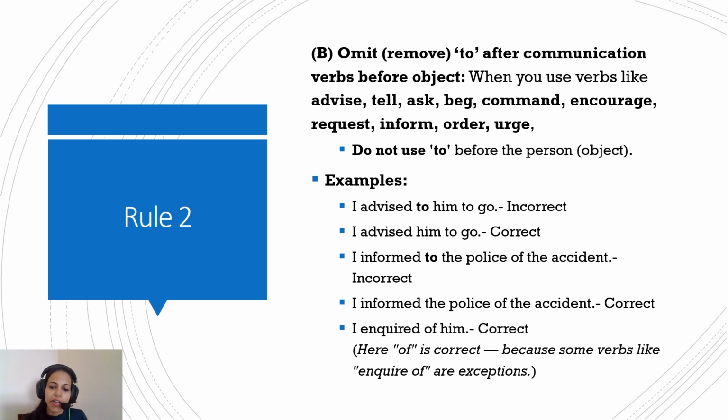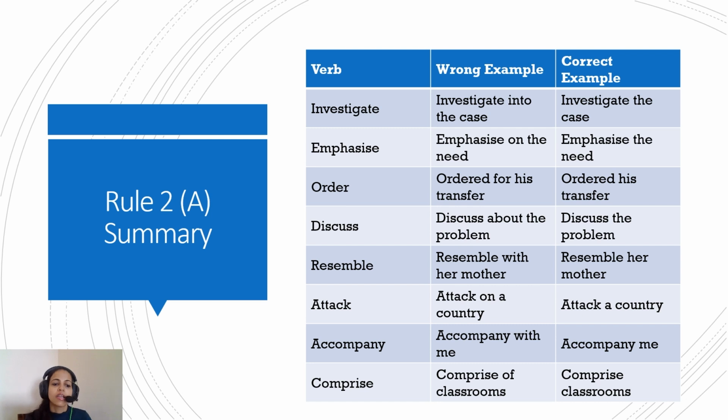Now, I inquired of him. Again, here of is correct because some verbs like inquire of are exceptions. Exceptions are always there, so by now I hope you've gotten used to them. I've created a summary of some of the words that you might come across in the exam. First, try to understand why this rule is the way it is. Then, even if you do not remember them at first, you'll be able to understand that this word is giving the complete meaning, so it should not be followed by a preposition.